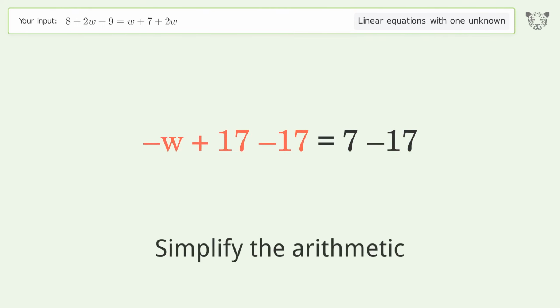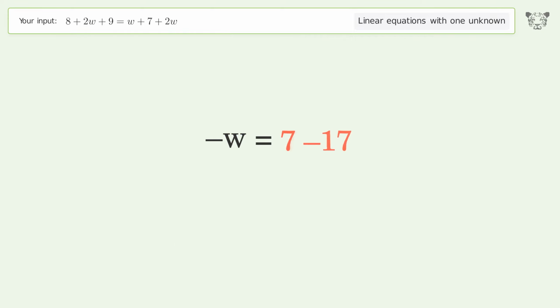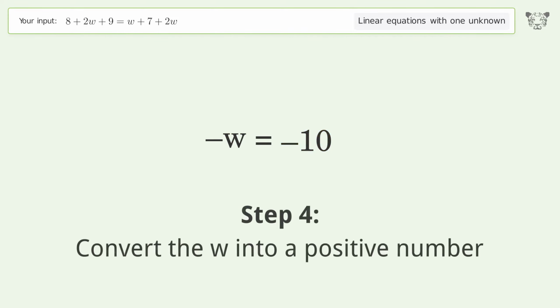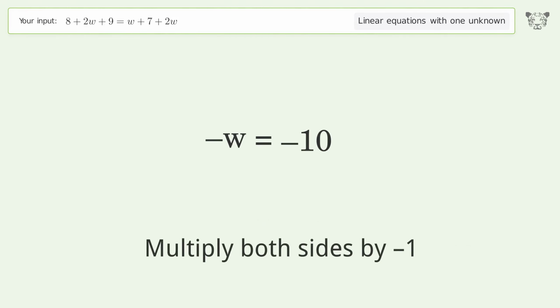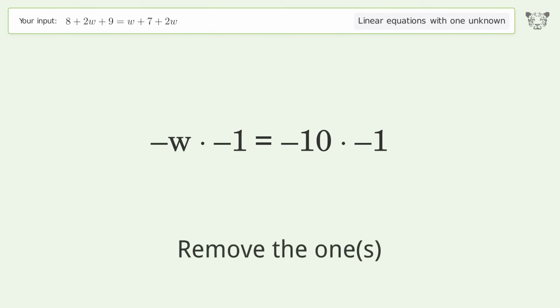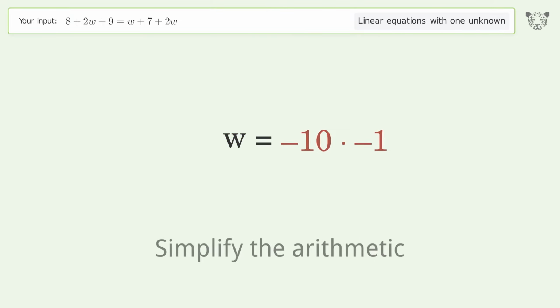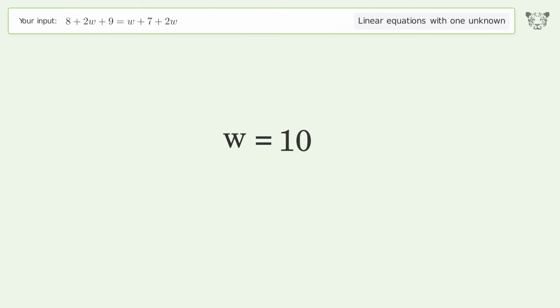Simplify the arithmetic. Convert the w into a positive number. Multiply both sides by -1. Remove the ones. Simplify the arithmetic. And so the final result is w equals 10.